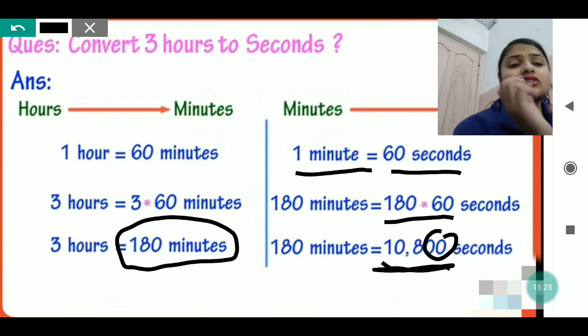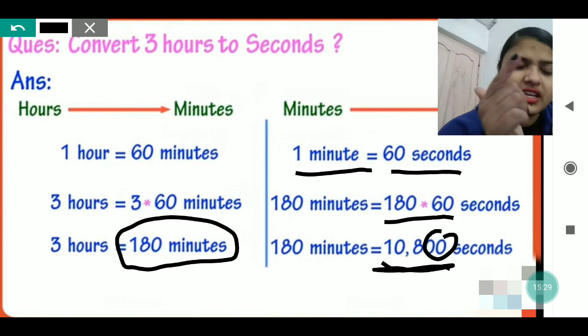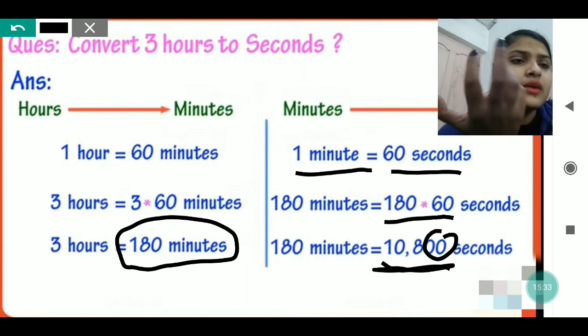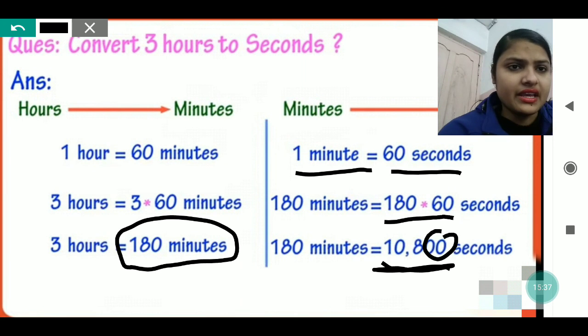So in this question what we have done is we have first converted the hours into minutes by multiplying, meaning how many minutes are there in 1 hour. After that, we have converted those minutes into seconds again by multiplying it with 60. So two times we have done the calculation in this kind of question.